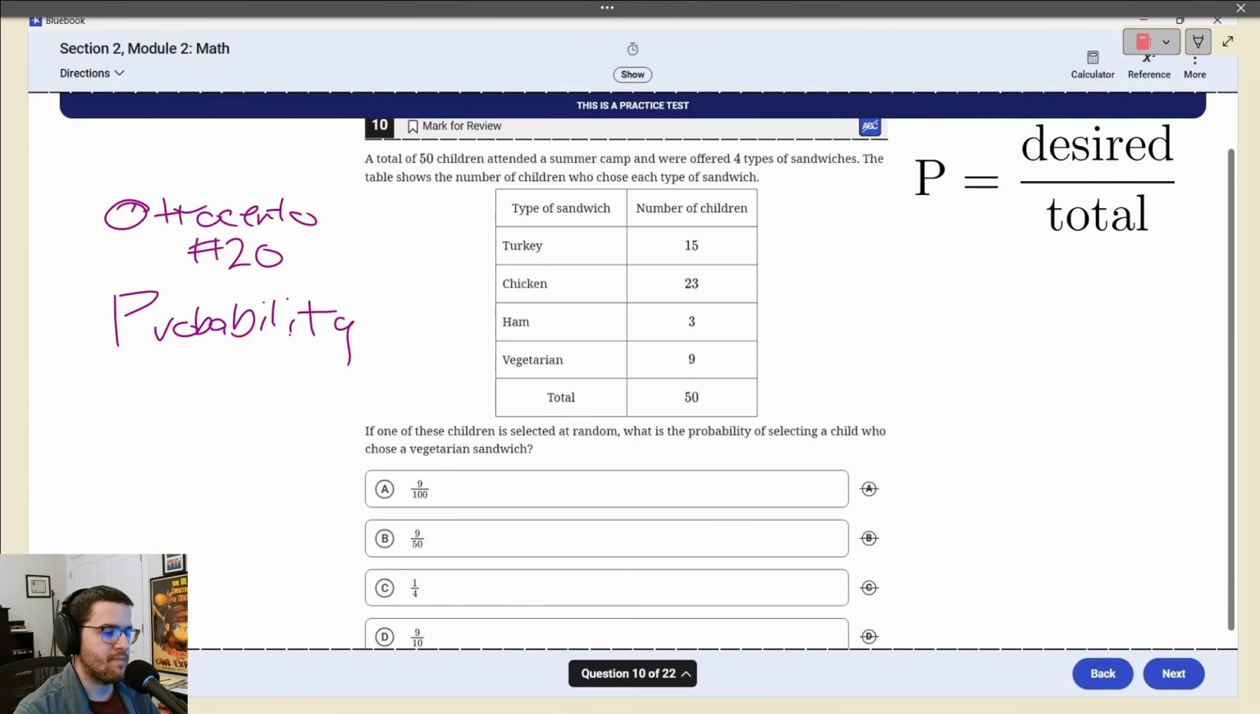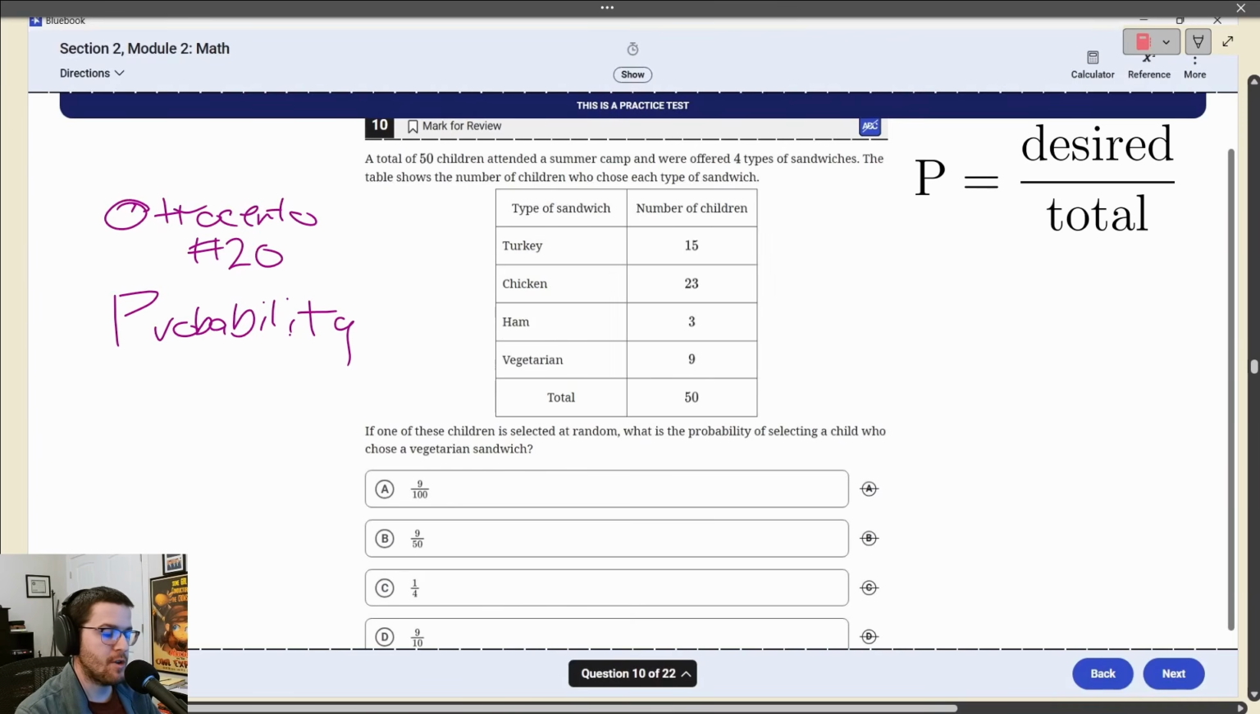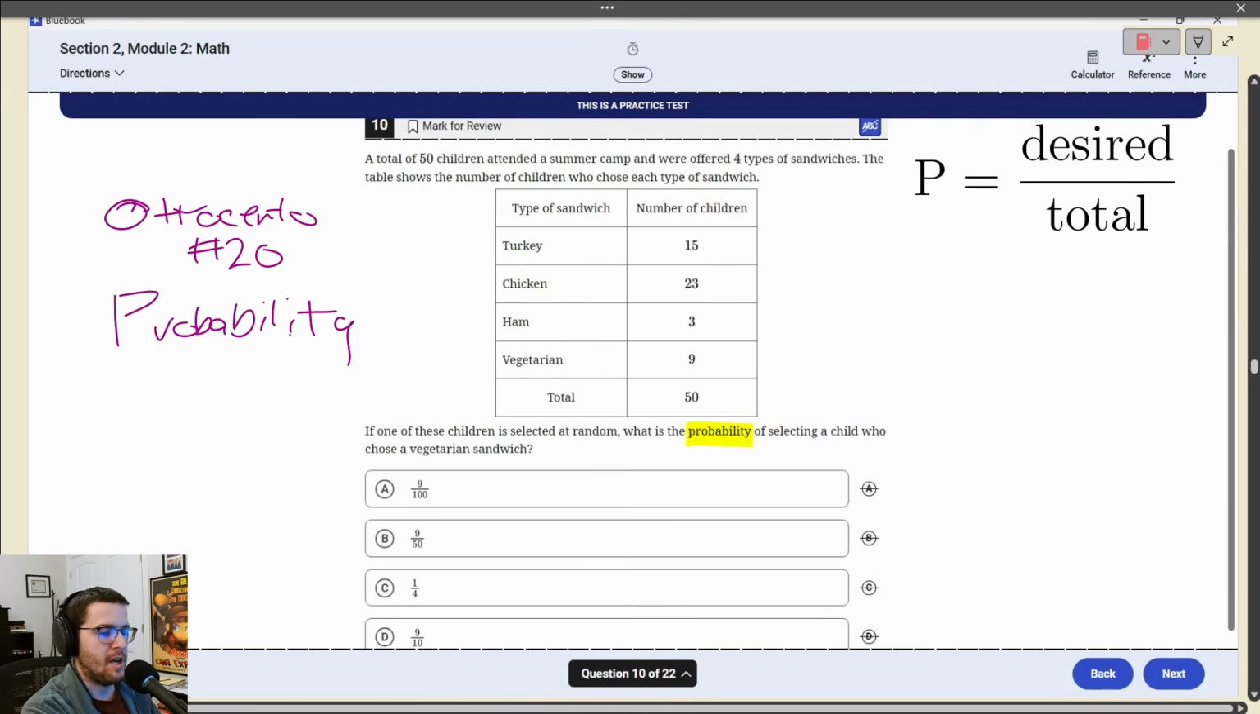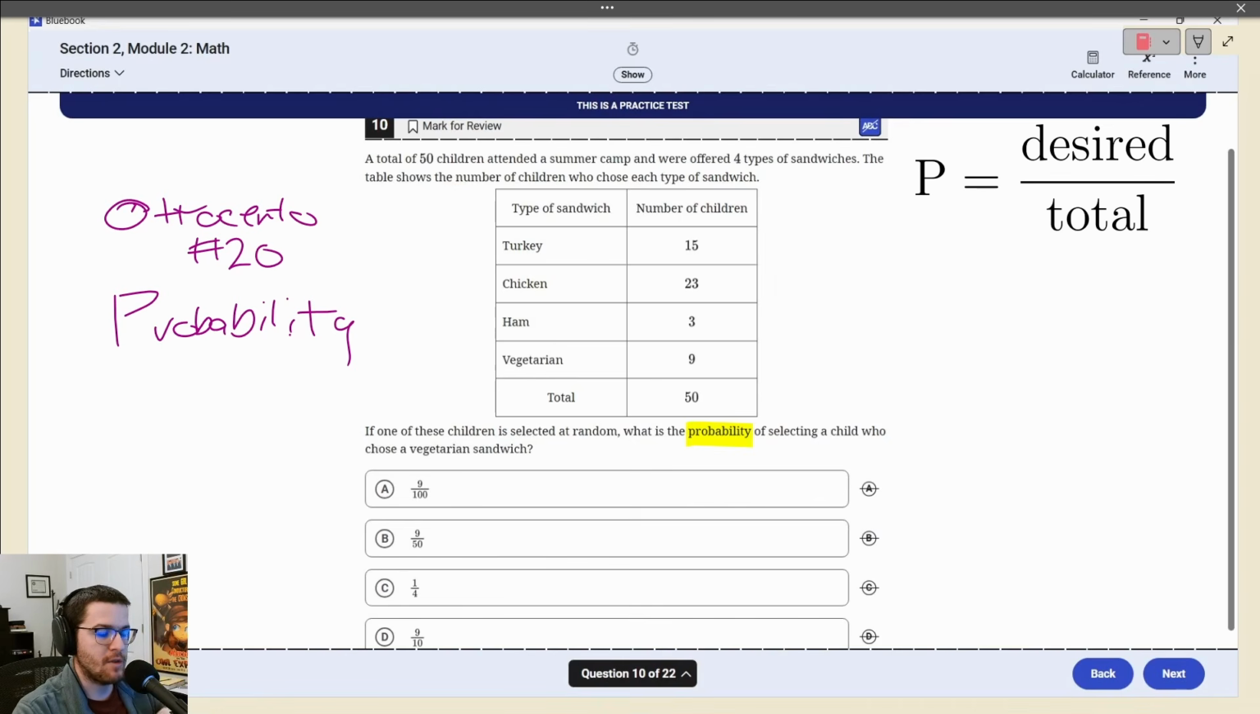Okay, question 10. I go over this in great detail, guys, in my Ottocento number 20 on probability. These problems get way harder, so definitely go check that video out and practice with the free worksheet. Okay, so you see it says probability, so that's why we're doing this. I have the formula on the screen. The probability is the desired outcomes over the total outcomes.